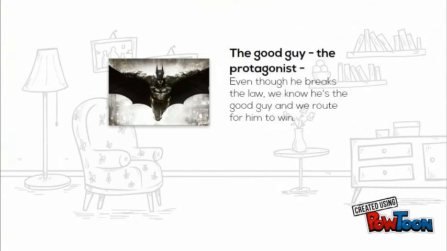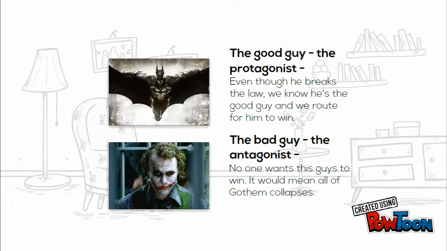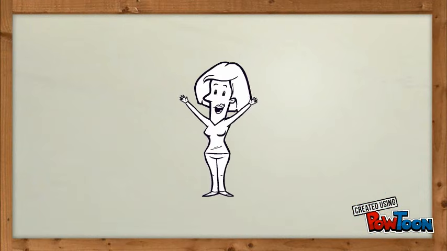In the movie Batman, the good guy, or the protagonist, is Batman. Even though he breaks the law, we know he's the good guy and we want him to win. The antagonist, or the bad guy, is the Joker. No one wants him to win, because if he did, it would mean the collapse of Gotham.